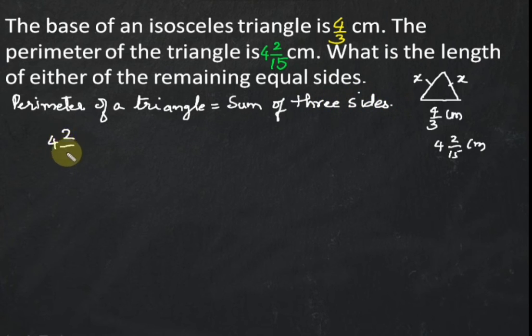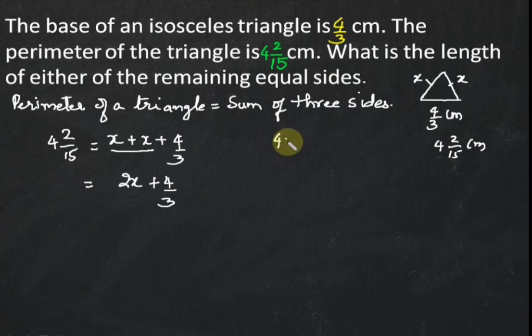So perimeter जो दिया है 4, 2 by 15 is equals to x plus x plus 4 by 3. So x plus x becomes 2x plus 4 by 3 and this mixed fraction will be converted into improper fraction. So 4 into 15 plus 2, 62 by 15. So 4 2 by 15 has become 62 by 15.